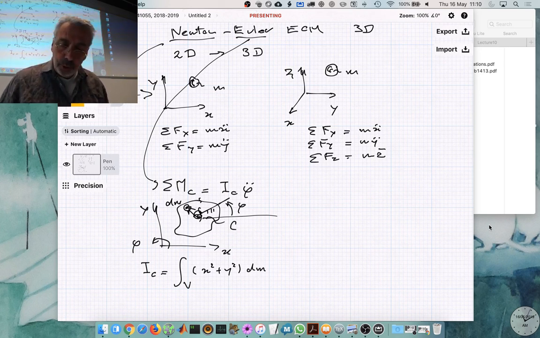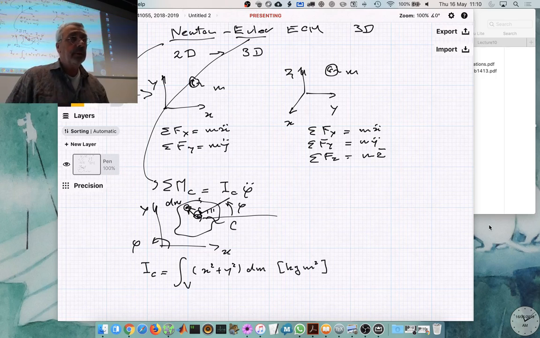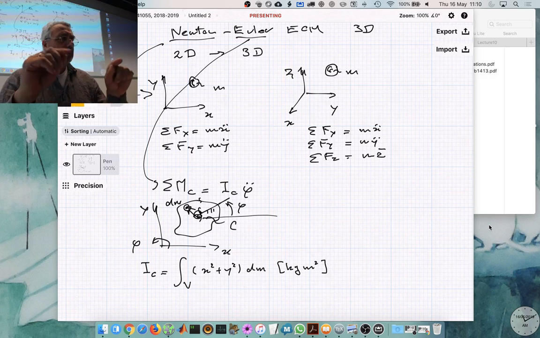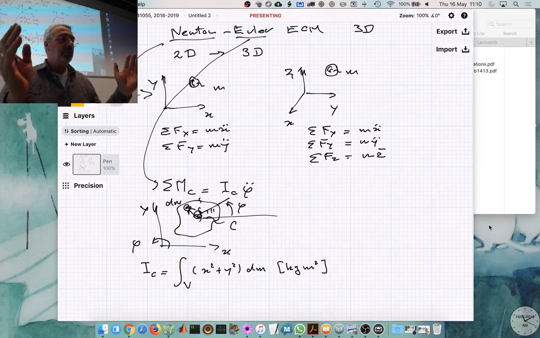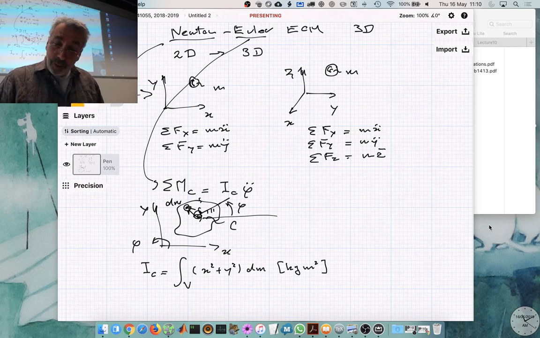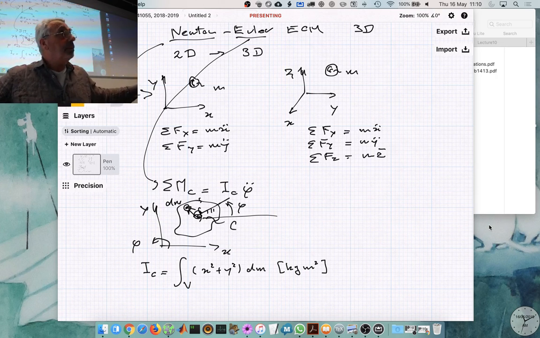So the units, and I probably do it wrong with the brackets, I have to use curly brackets according to Hayek, I think, but I sort of forgot. So the units are a kilogram meter squared. If the mass is twice the distance away from the center of mass, then the mass moment of inertia becomes four times as large.